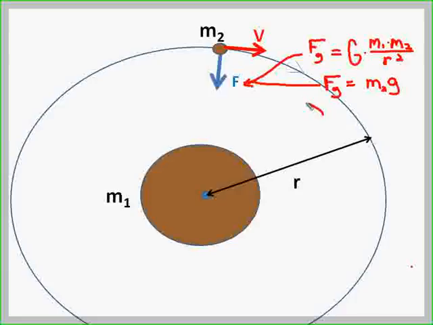That same force is also the centripetal force. So we could say that that force is equal to F sub c, which is equal to m2, the mass that's actually out there going in the circular path, times v squared over r. So we have 3 different formulas for calculating that inward force, that F.